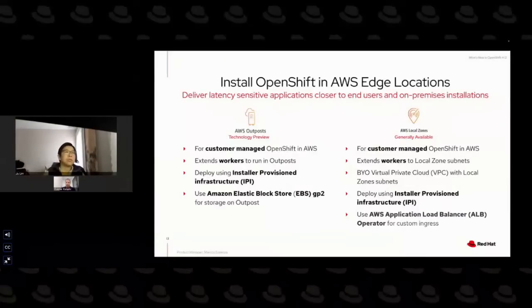For local zones, we're also extending workers to the edge with local zones. And what this means is you can take advantage of an existing VPC, which has subnets in your AWS local zones. And a couple things to note here also is you'll also use the IPI installation method. And you'll also need to use the AWS Application Load Balancer, or ALB, in order to deploy to local zones for your custom ingress. Next.